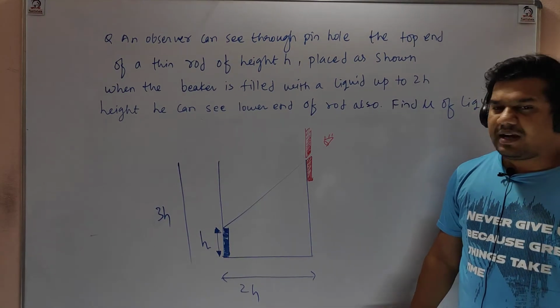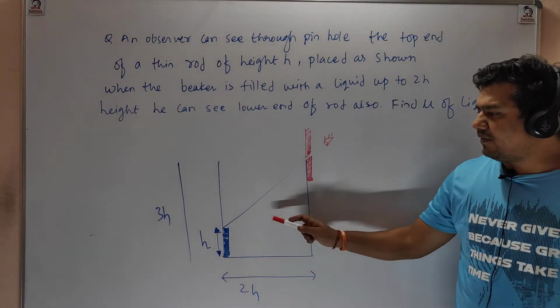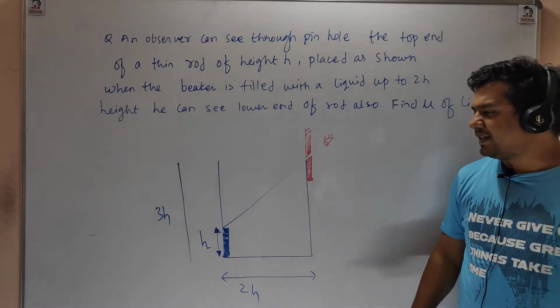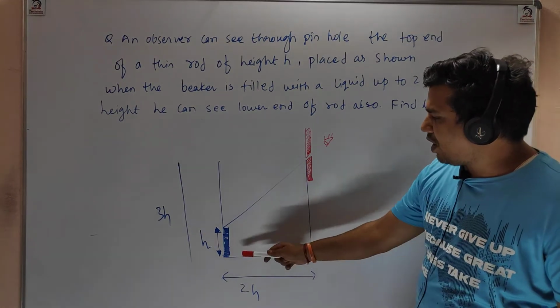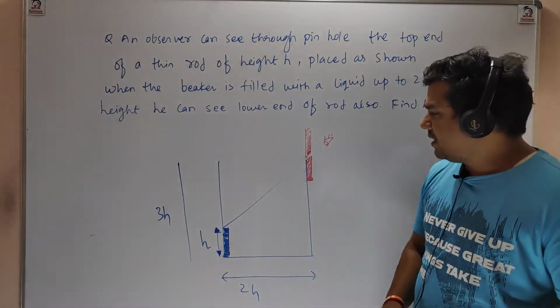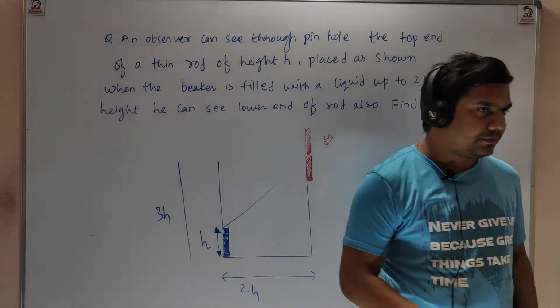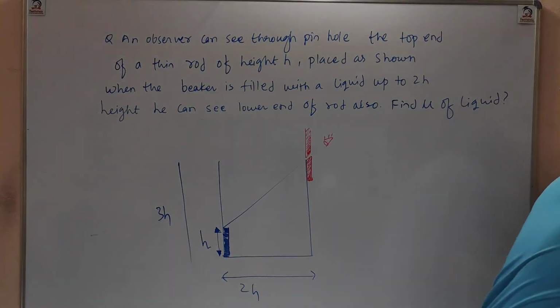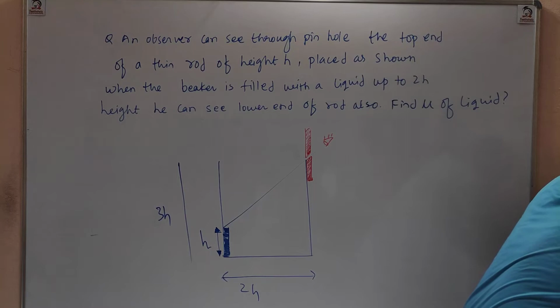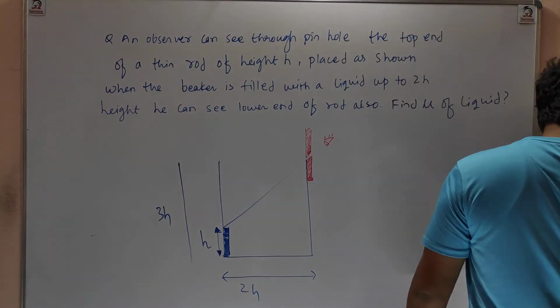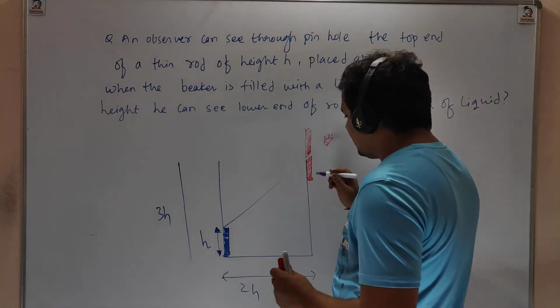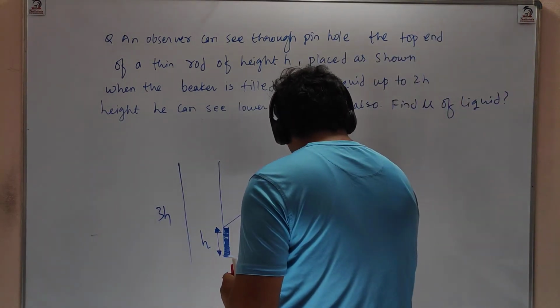But when we fill this beaker with a liquid up to height 2h, this person can see the bottom of the rod as well. Okay, so this is case 1. They want the refractive index of the liquid. Right now this person can see only the top portion of the rod. Can you tell me the answer to this question?